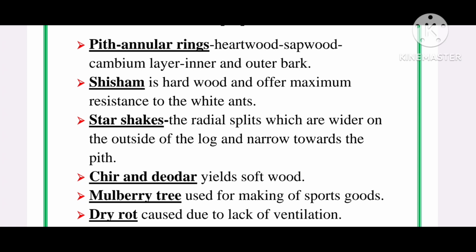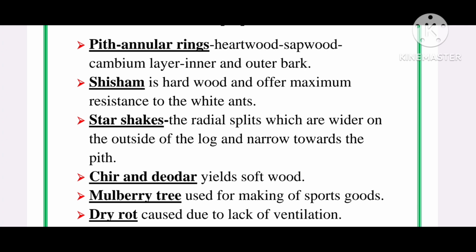Next is outer bark. It is the outermost protective layer of the tree, and it consists of cells of wood fiber, and it is called the cortex. So these are the various parts.